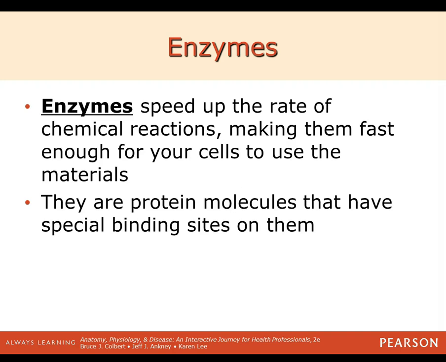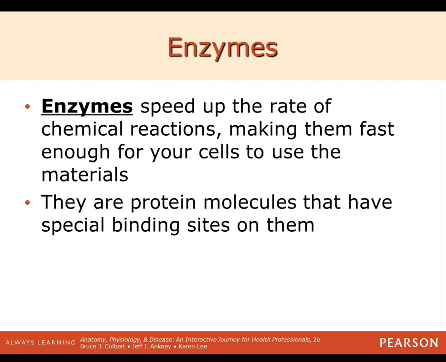Now, enzymes speed up the rate of chemical reactions, making them fast enough for your cells to use the materials. In order for your cells to be able to do anything, chemicals must be broken down and others must be made. You need building materials to build the small cell particles called organelles and to make energy. Any of these processes require chemical reactions to occur in the cell. The problem is that these reactions are very, very slow on their own. So we need something that's going to speed it up.